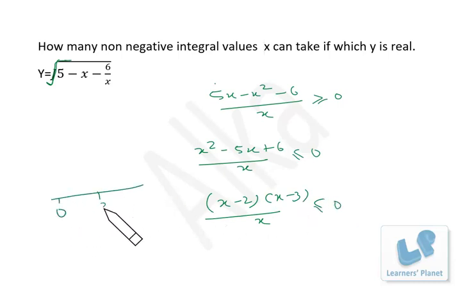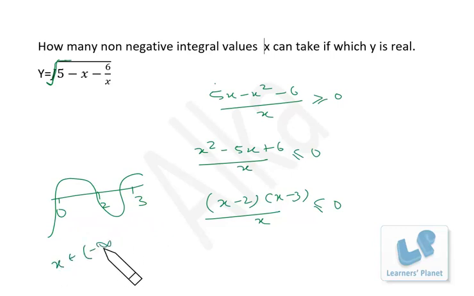So 0, 2 and 3. So x can take the values from minus infinity to 0, union 2 to 3. Okay, now we have been asked about the integral values. And apart from that we can include the end values also, right? Because it is greater than equal to 0 sign. So this expression can be 0 also, but over here you have to be careful that if you put x equal to 0, there will be a 0 in the denominator, right? So x cannot be 0.